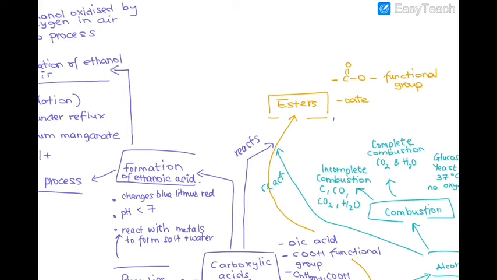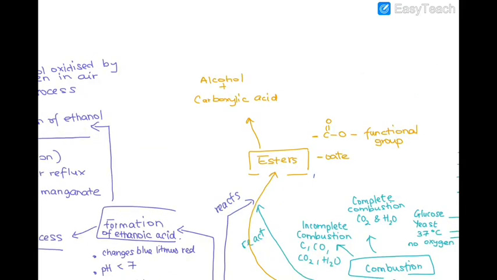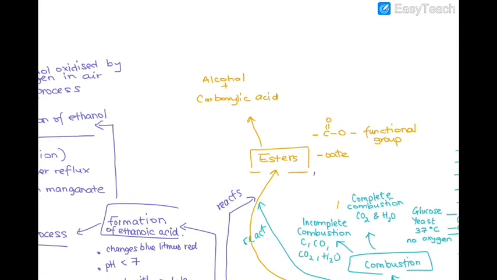So for example, ethyl ethanoate. And esters are made from the reaction of carboxylic acids and alcohols. And even when you're naming the esters, you always start with the name of the alcohol. So I'll take one example. So propanol plus ethanoic acid. This is going to give you propyl ethanoate. So we start with the name of the alcohol first. Propyl ethanoate plus water.